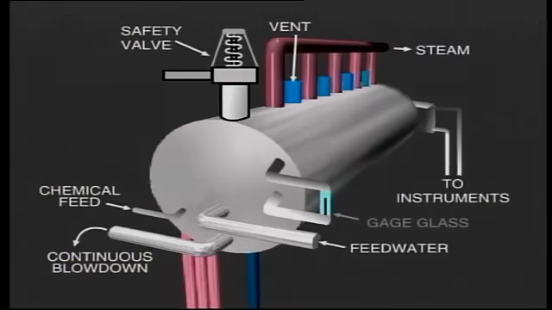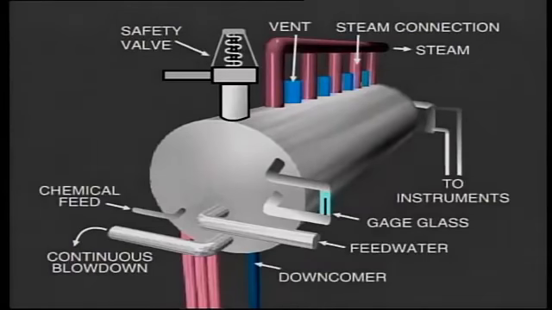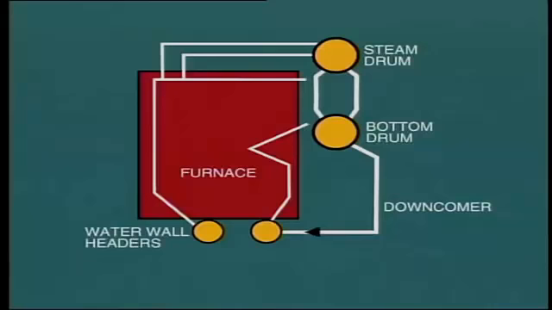Gauge glasses, usually fitted at each end of the drum to provide a physical view of the water level in the drum. Steam connections from the top of the drum. Downcomer connections at the bottom of the drum. Means must be provided for draining the boiler of water in the case that certain maintenance work needs to be performed. For this purpose, large drain valves are fitted at low-level points such as the bottom drum, downcomer's low point, bottom water wall headers.